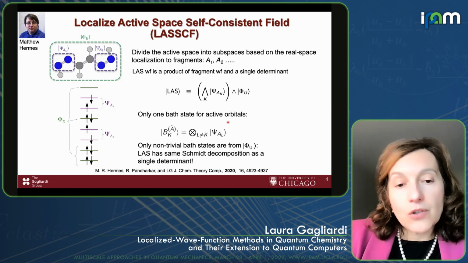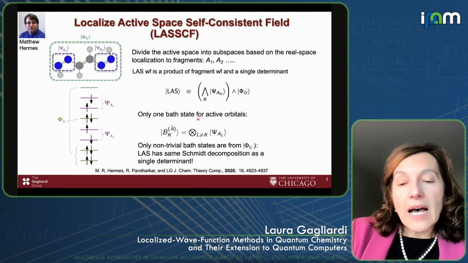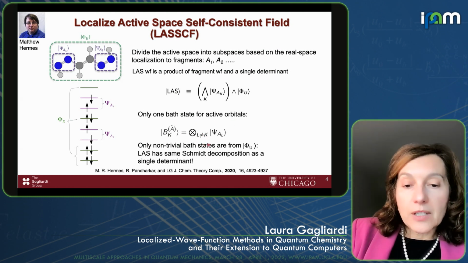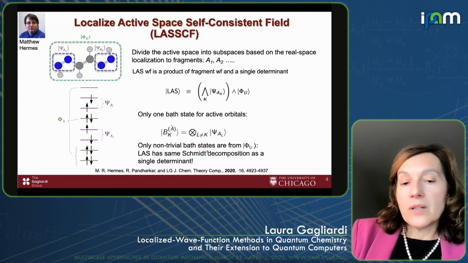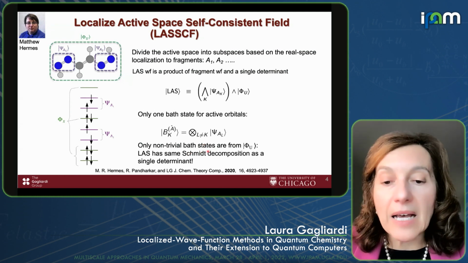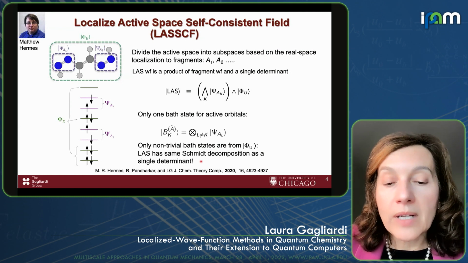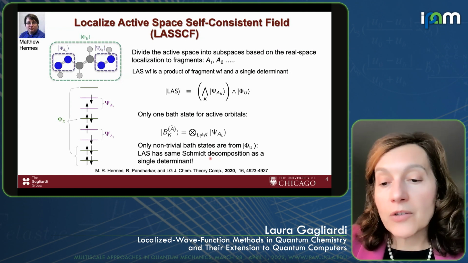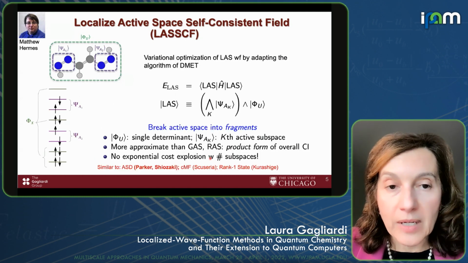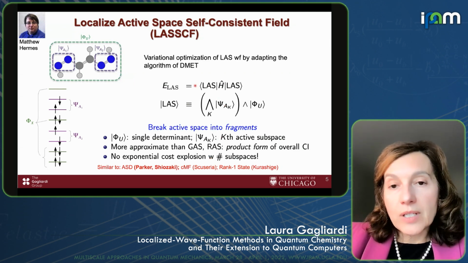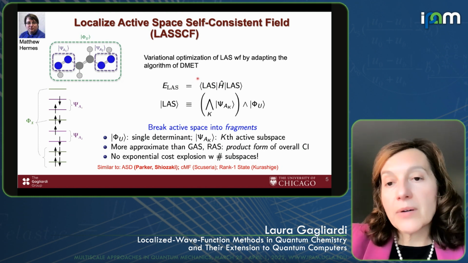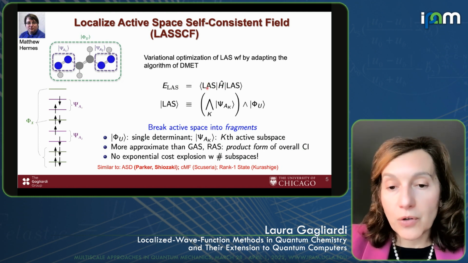But the idea is that one could have only one path for the active orbitals, and from this single determinant, only one receives the non-trivial path states, and one can decompose the last wave function like a single determinant. So in such a way, then the energy can be obtained by a variational optimization of the last wave function.